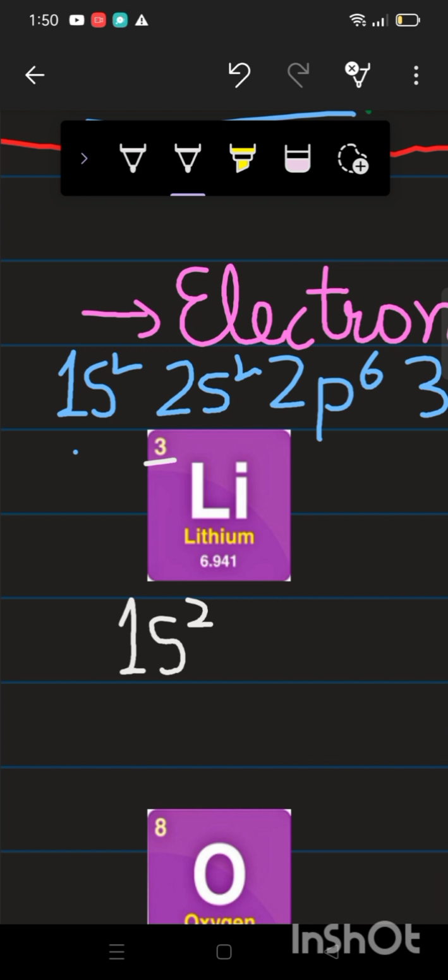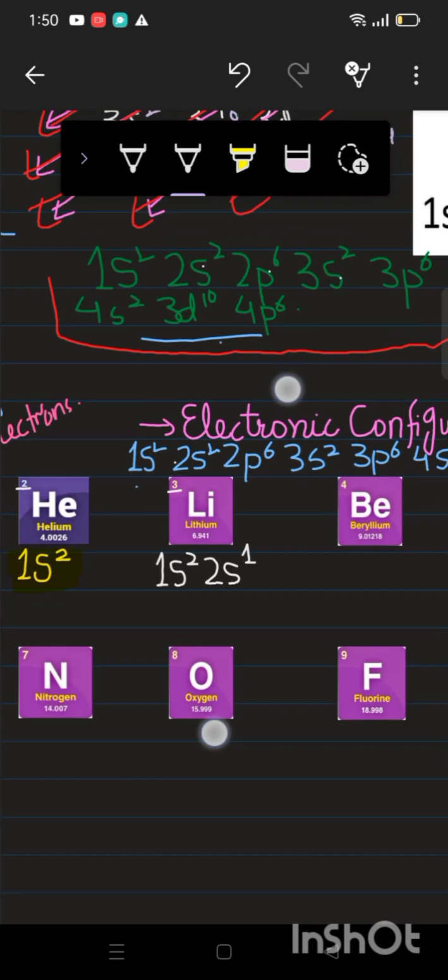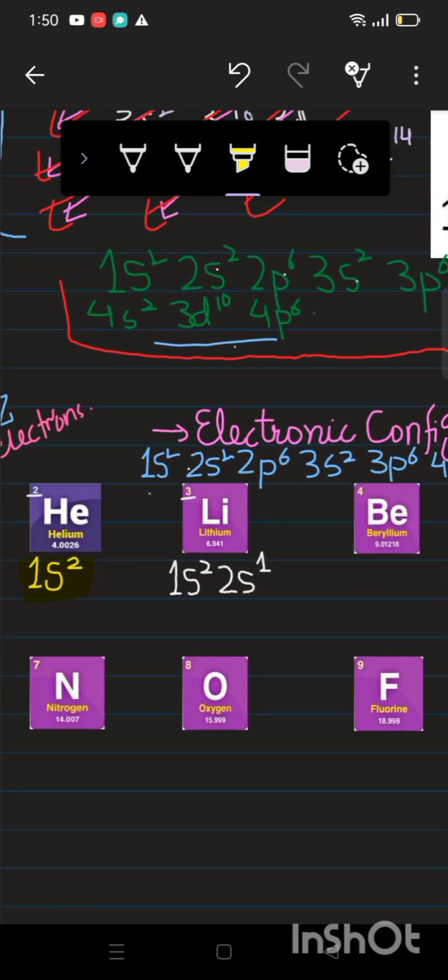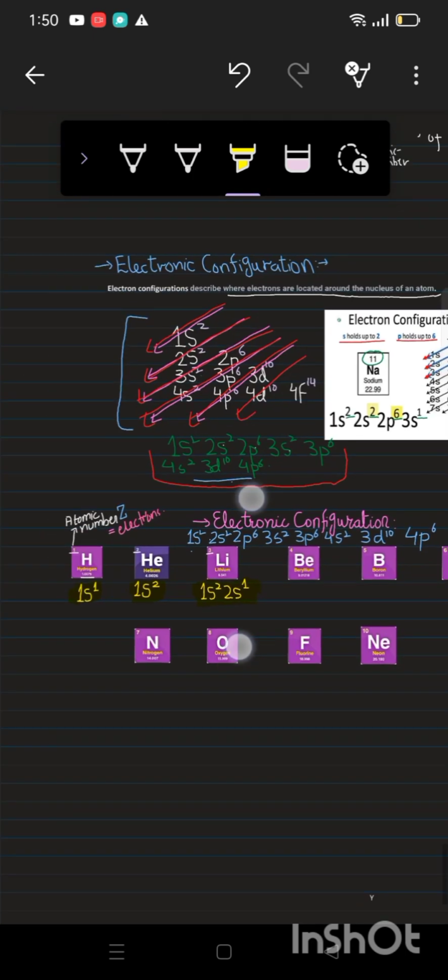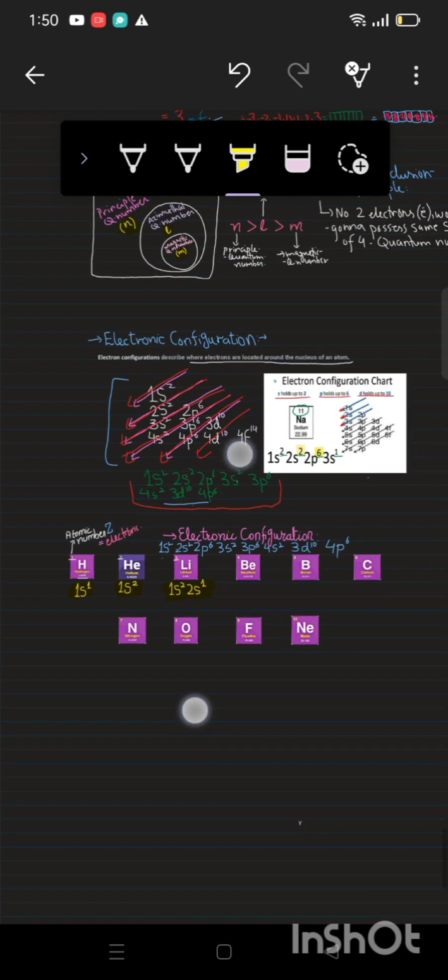Now we need to take 2s. Alright, so 2s, but we know that only 1 electron is left, since s has already held 2 electrons. Now 1 electron will be held by this. So 1s2, 2s1 is the electronic configuration of lithium.